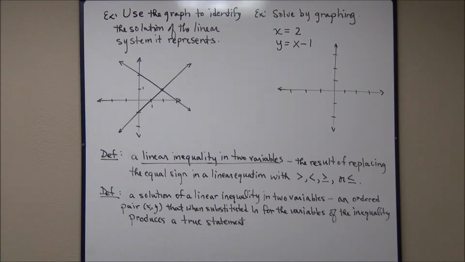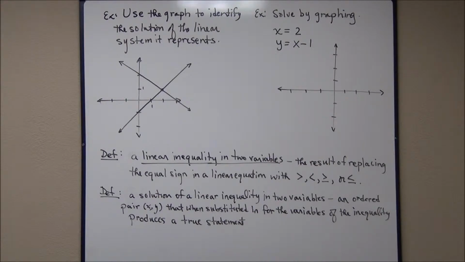Next, we're going to use the graph of a system of linear equations. See the two lines graphed here in this example, to identify the actual solution to this system that it represents. Now remember, I said when you are graphing two lines, a system, one of three things can happen. They can be parallel and not cross.